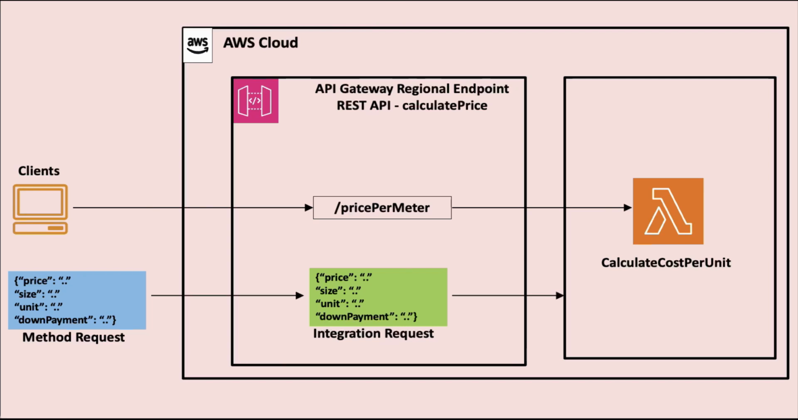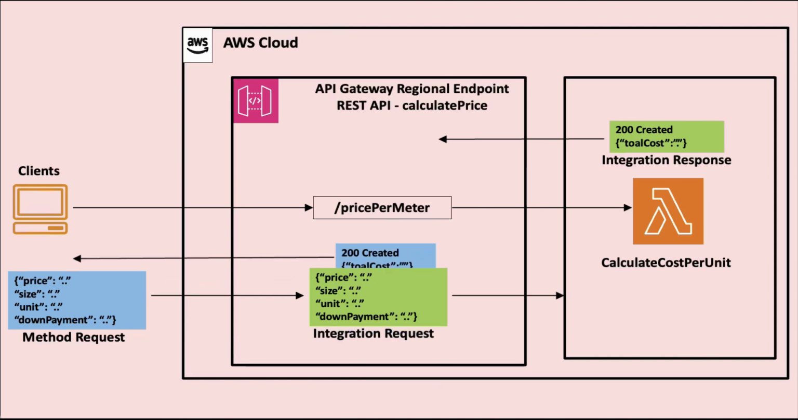Now once Lambda receives this, it will do the processing based upon the business logic and send the response back. This response is called integration response because the integration here is Lambda. So the integration request is the input to the Lambda. The integration response is the output from the Lambda.